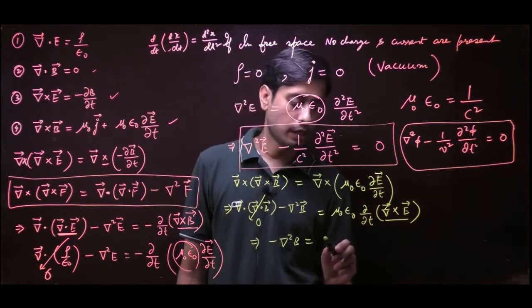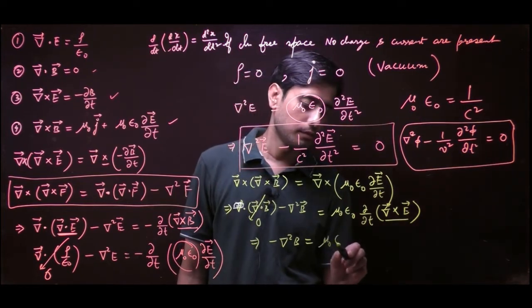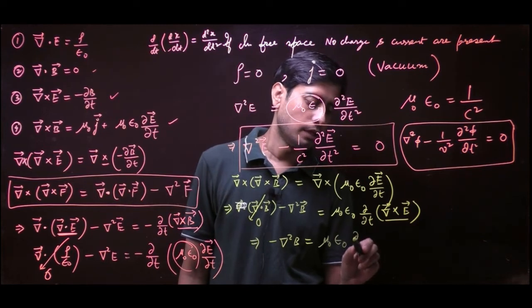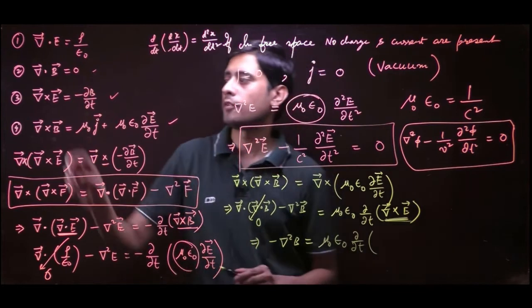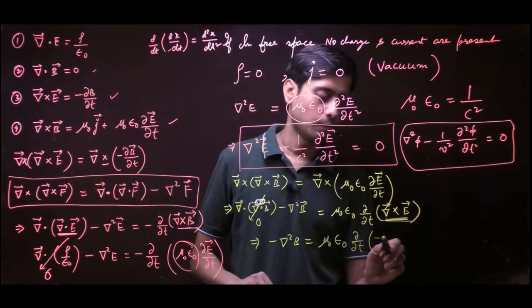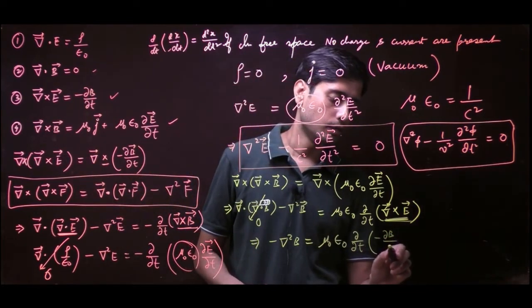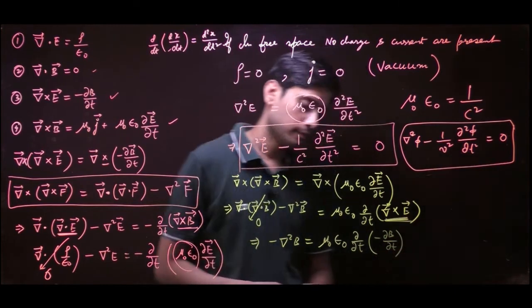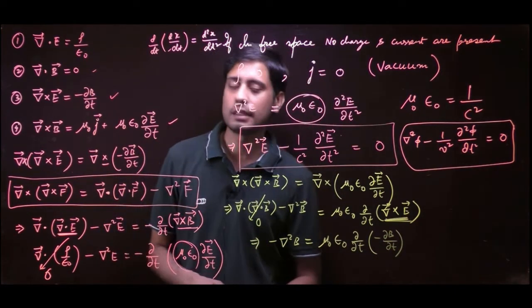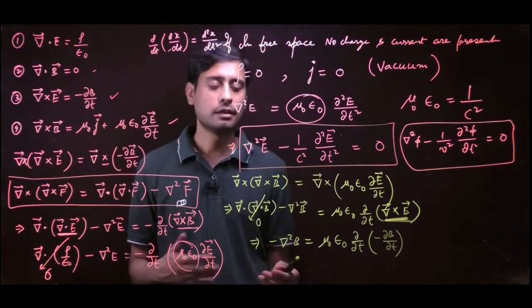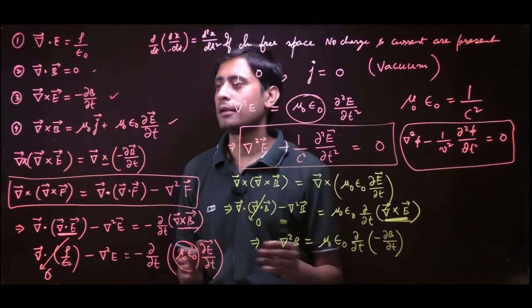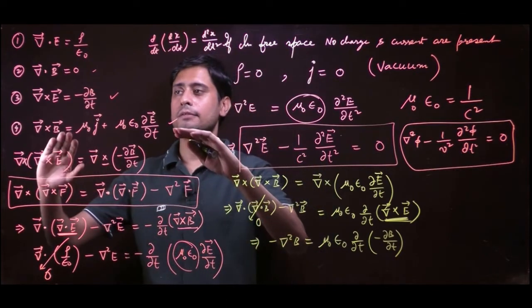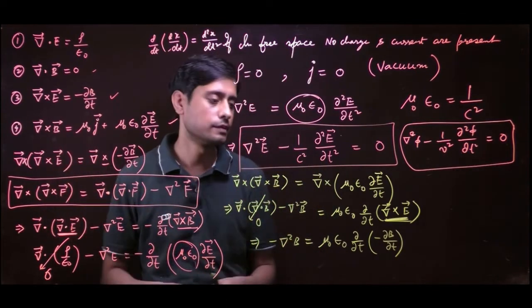So you have to write it in this manner: mu naught epsilon naught del over del t, and just replace this del cross E term from the third equation as minus del B over del t. So it's just like a repeating thing. Each time you take a curl, from one of the equations you get another equation.